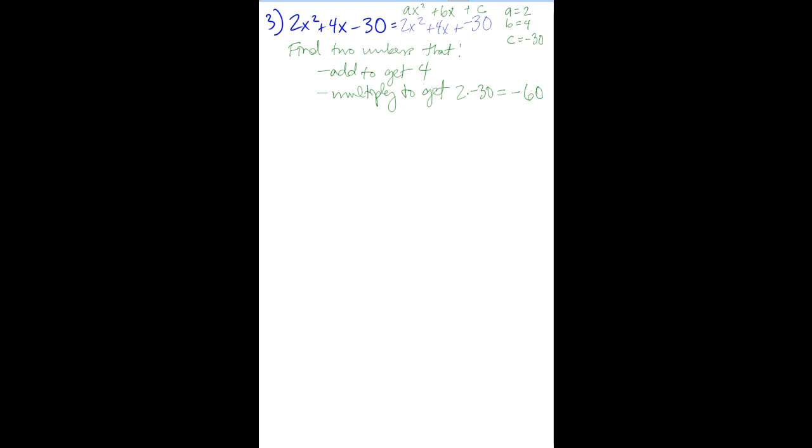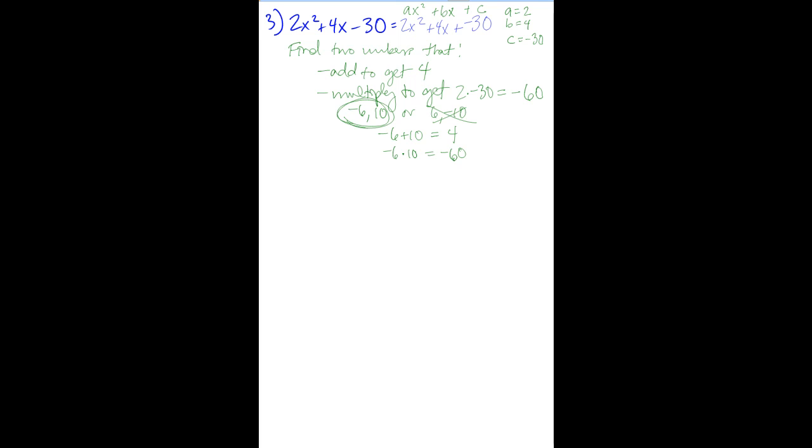6 goes into 60, so I could do negative 6 and 10, or 6 and negative 10, and in fact, what is 6 plus negative 10? That's negative 4, but I want positive 4, so that won't work. But negative 6 plus 10 is going to give me positive 4. And I already know that negative 6 times 10 equals negative 60. So I've found the two numbers I want.